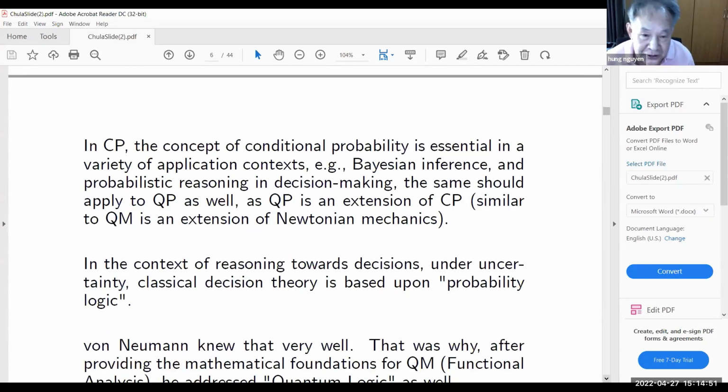In classical probabilities, the concept of conditional probability is essentially everywhere you need it. You need to use conditional probability in a lot of situations, including Bayesian inference, economic probabilities, reasoning, decision making, expert systems, everything. So in the context of reasoning toward decisions under uncertainty, classical decision theory is based upon probability logic, not quantum, classical probability logic.